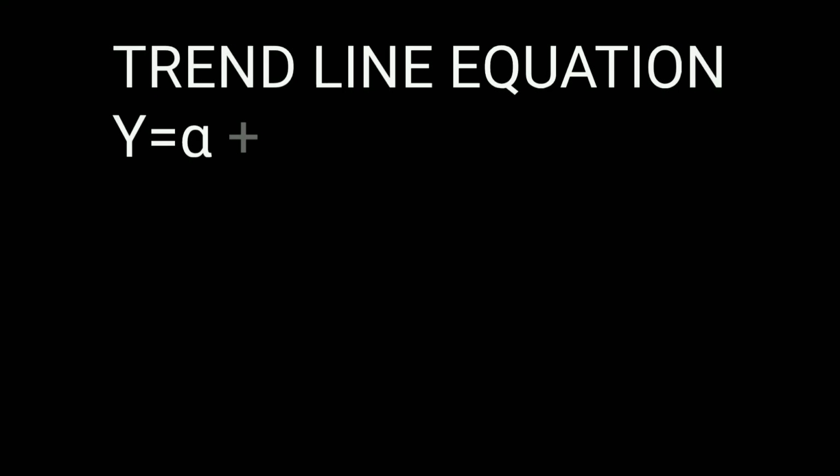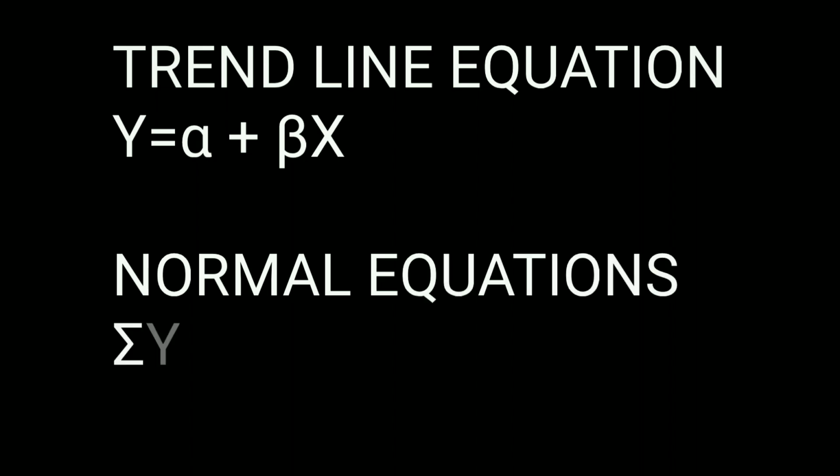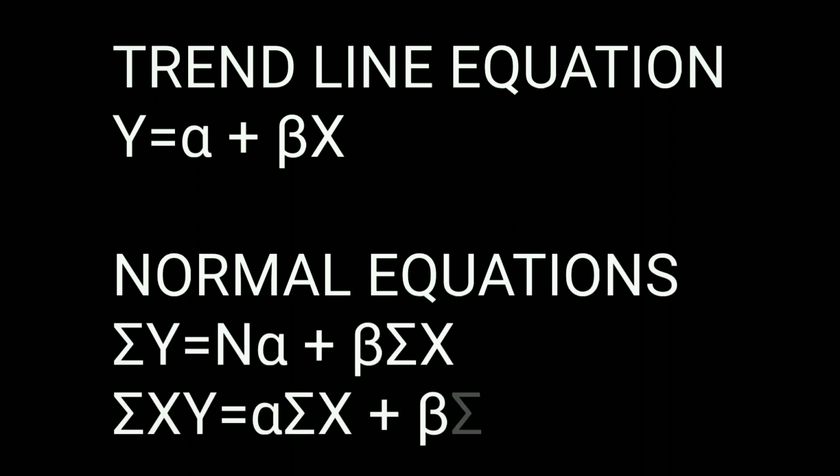This is displayed on the screen. The equation of the trend line is y is equal to alpha plus beta x. In some books it is also written as y is equal to a plus bx. It is all the same. And secondly, we will also require the normal equations. There are two normal equations displayed. Sigma y is equal to n alpha plus beta sigma x. And secondly, sigma xy is equal to alpha sigma x plus beta sigma x squared. Here sigma stands for summation.